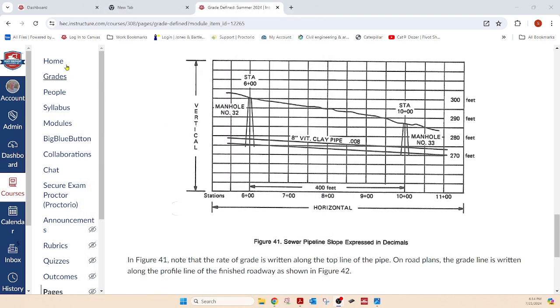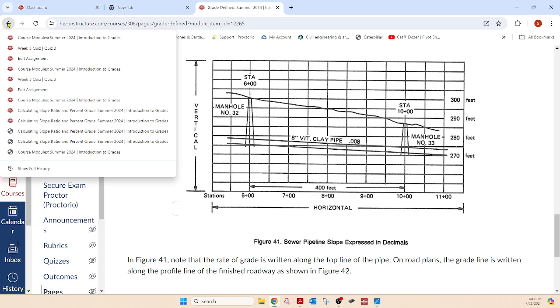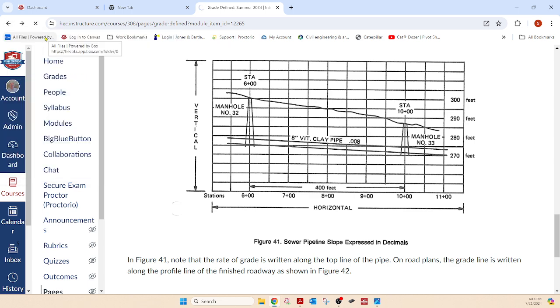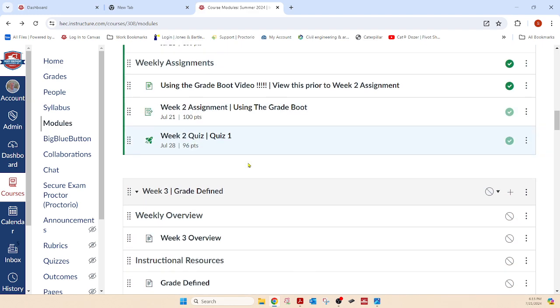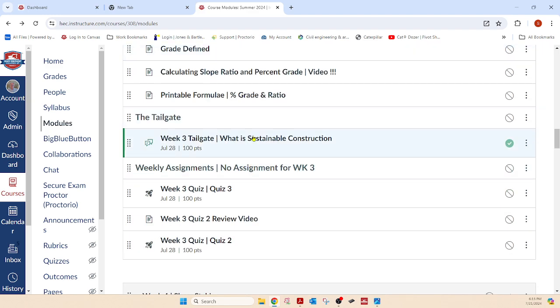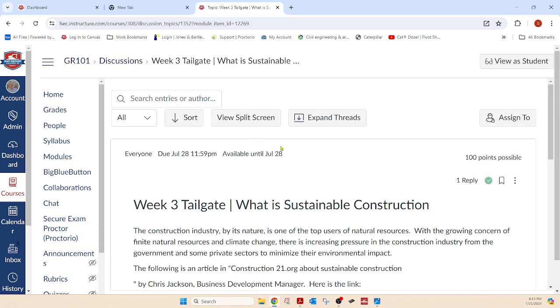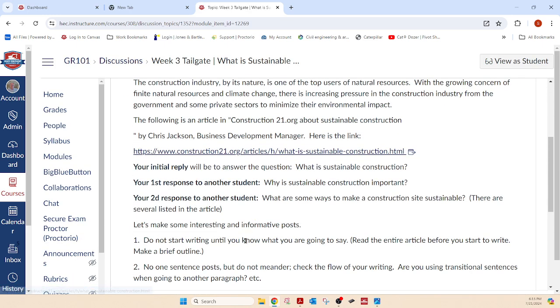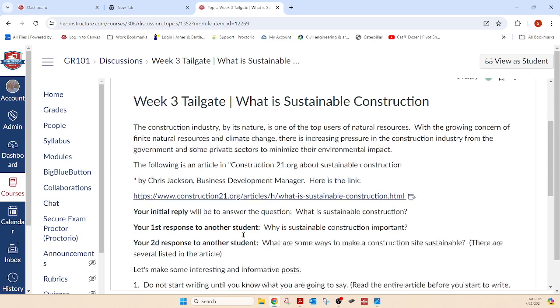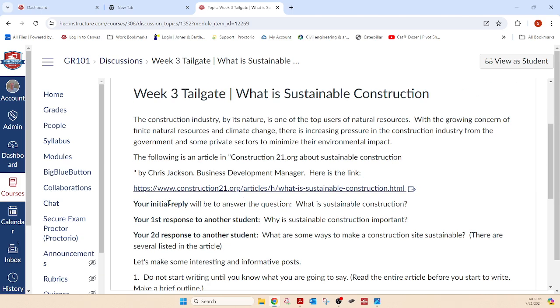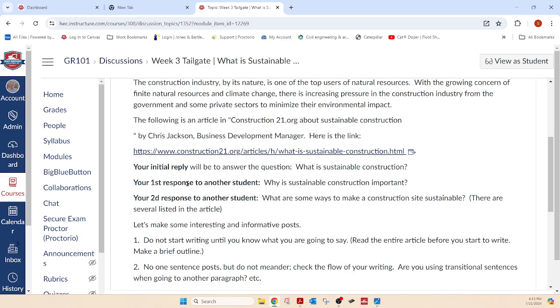And we can go up here and quickly go down to module 3, where we look at the tailgate. This tailgate, I kept a little more structured. As you can see, I'm telling you what to do in this case. I get a lot of messages asking, what do you want me to do?